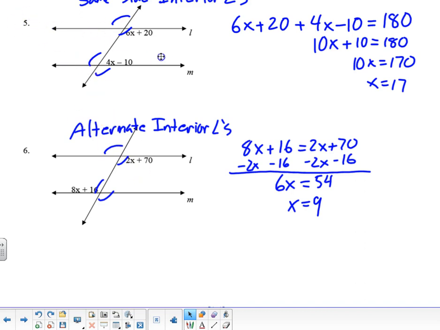You can use this technique of the markings. Are they the same markings? If they are, they're equal. If not, they add up to 180.